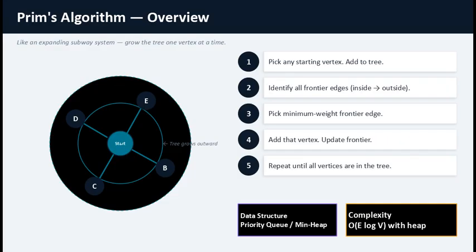You begin by picking any starting vertex, then repeatedly identify all frontier edges, those connecting inside the tree to outside, and greedily pick the smallest one. This continues until every vertex is absorbed into the tree. The natural data structure here is a priority queue or min heap, which keeps the frontier edges sorted efficiently.